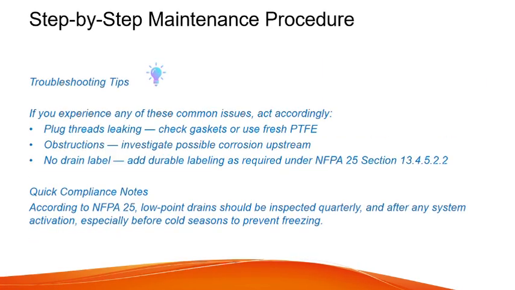Some troubleshooting tips. If you experience any of these common issues, act accordingly. Plug thread leaking: check gaskets or use fresh tape. Rust in the discharge: investigate possible corrosion upstream. No drain label: add durable labeling as required under NFPA 25, Section 13. Quick notes: according to NFPA, low point drains should be inspected quarterly and after any system activation, especially before cold season, to prevent freezing.